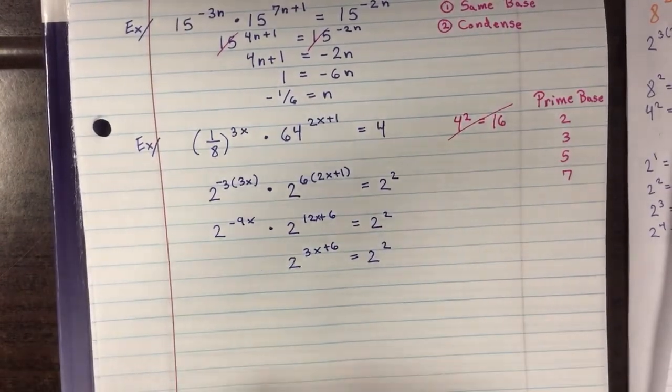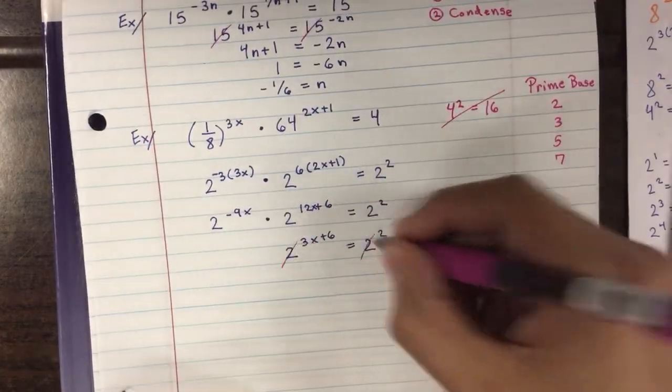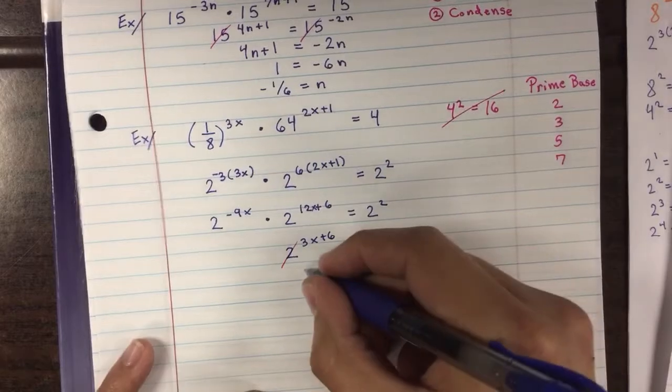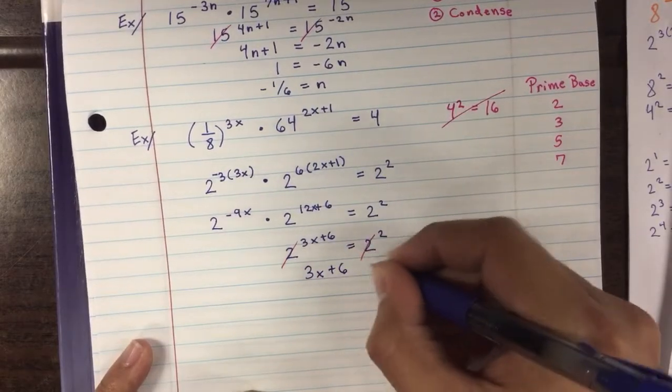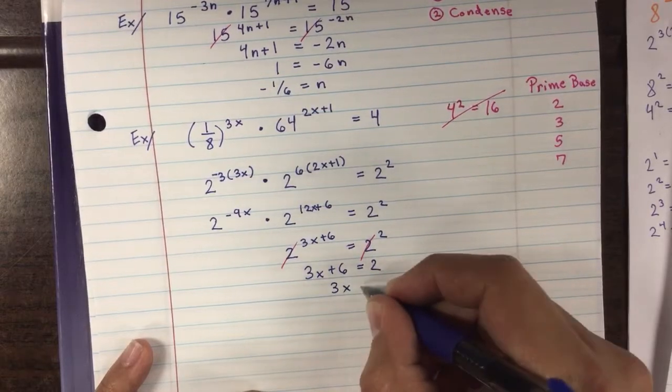So now you have one base on the left, one base on the right. You can cancel those out. Drop your powers and go ahead and solve. So subtract the 6.